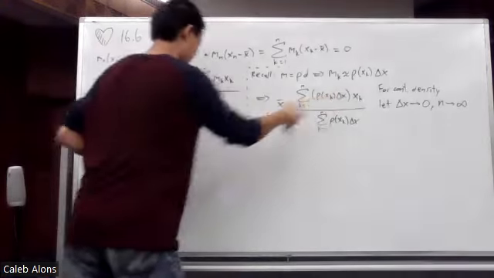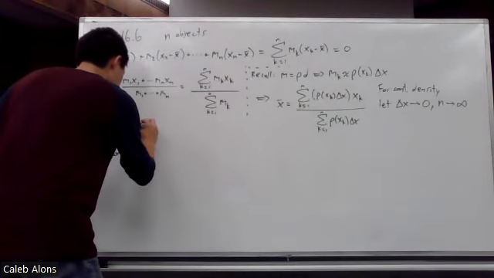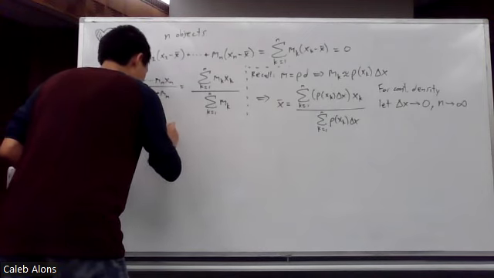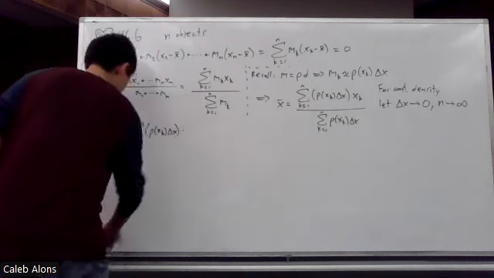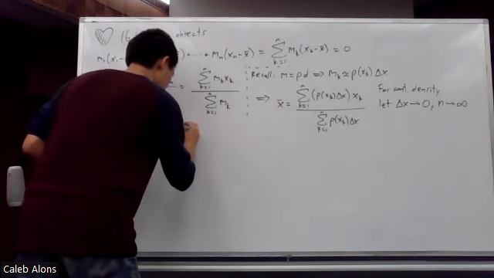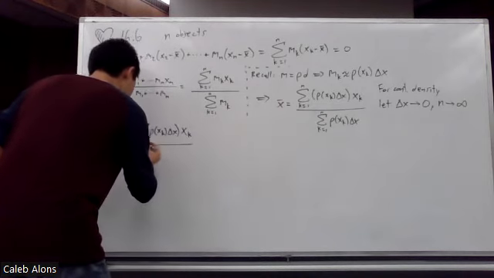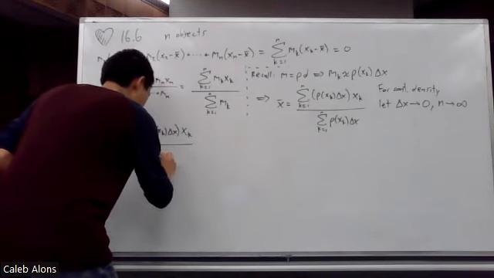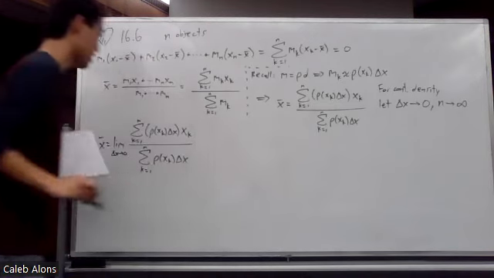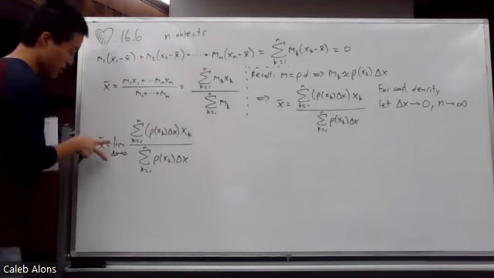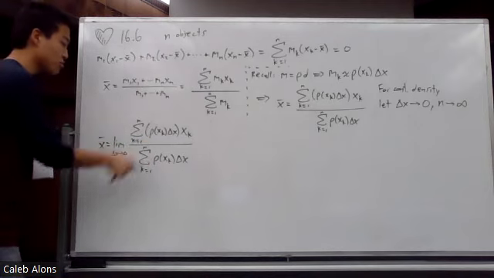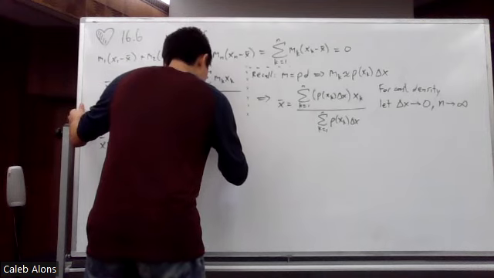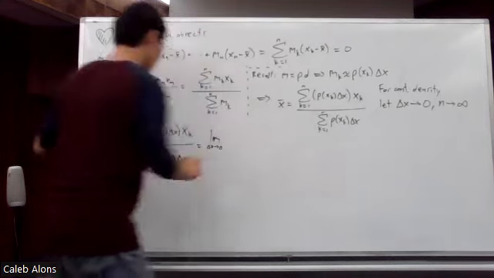And so I'll just plug in this right here. We have the sum from k equals 1 to n of rho of x sub k delta x times x sub k, over the sum from k equals 1 to n of rho of x sub k delta x. And now, with the limit properties, if you take the limit of a quotient, that's the same thing as the quotient of the limits. So I'm going to have now the limit as delta x goes to 0 of this guy.